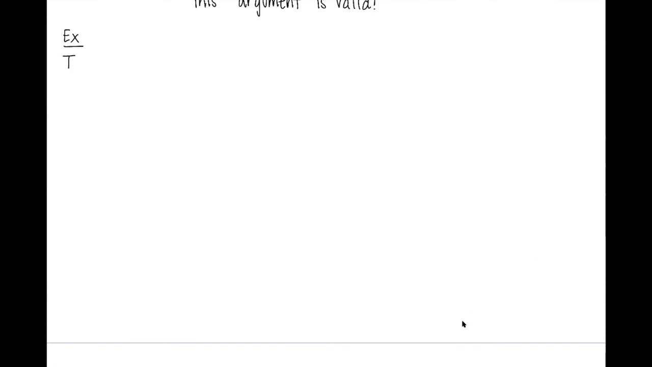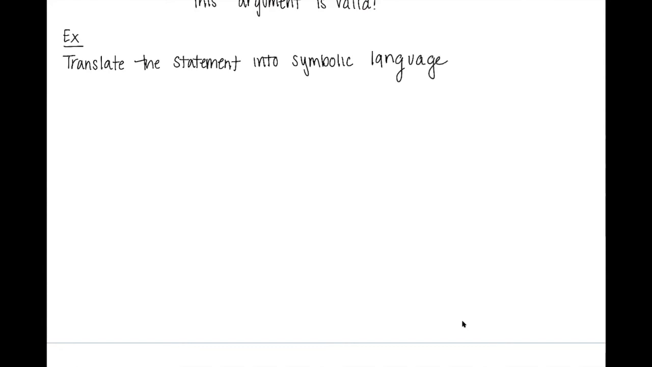So we're going to translate the statement into symbolic language and determine if the argument is valid.